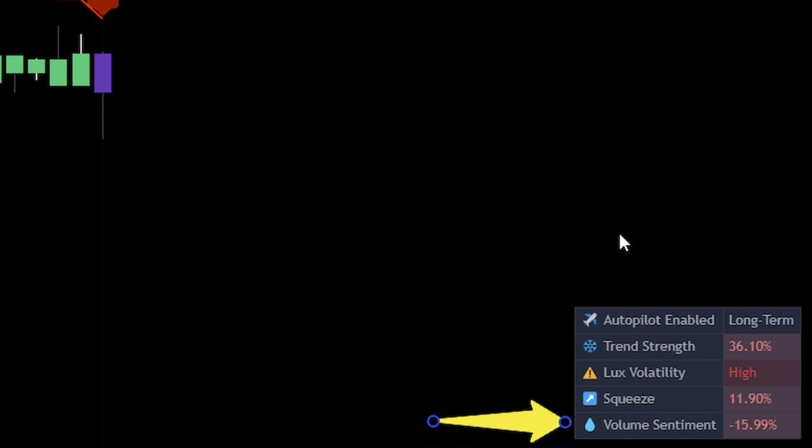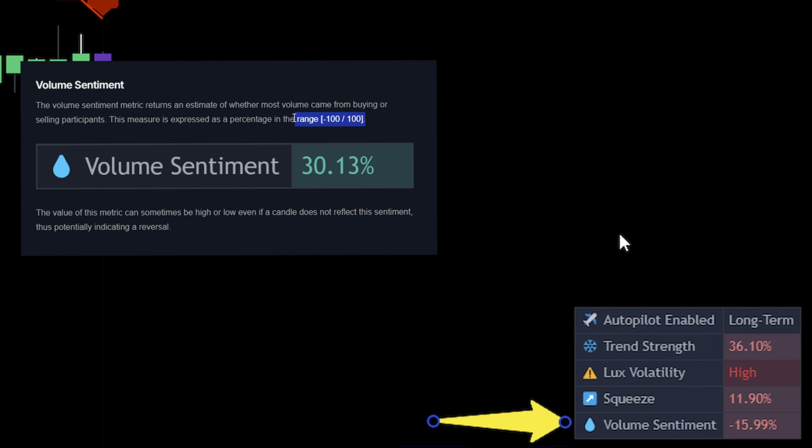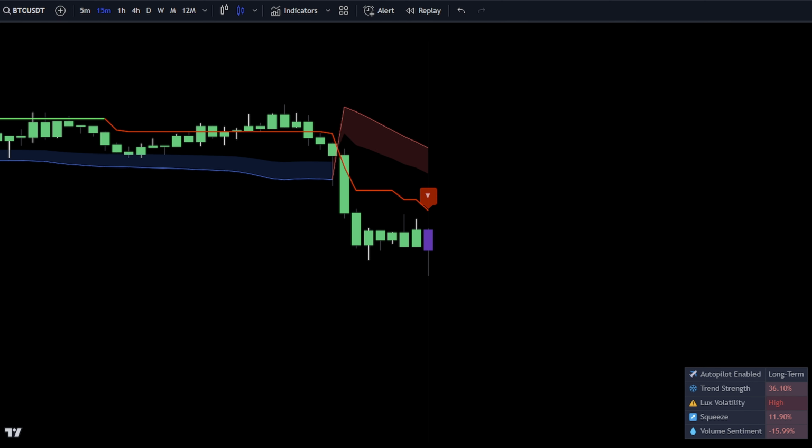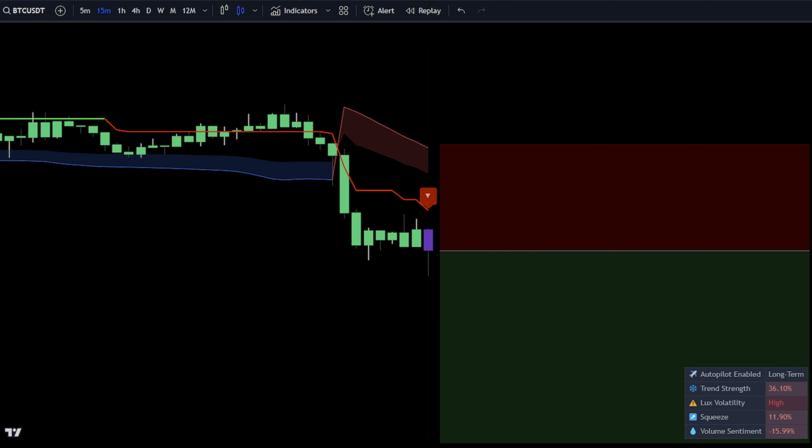Volume sentiment estimates if most volume came from buying or selling. This metric ranges from -100 to 100, with positive values leaning bullish and negative values bearish. High volume sentiment can sometimes signal an upcoming reversal. In this case, all dashboard indicators align with our sell trade.